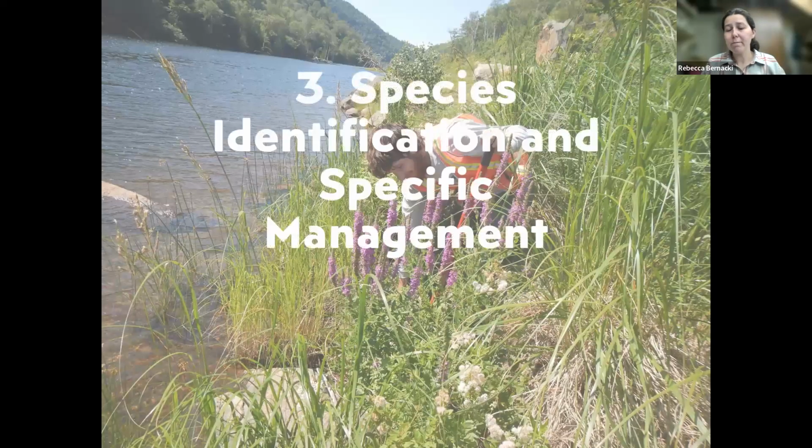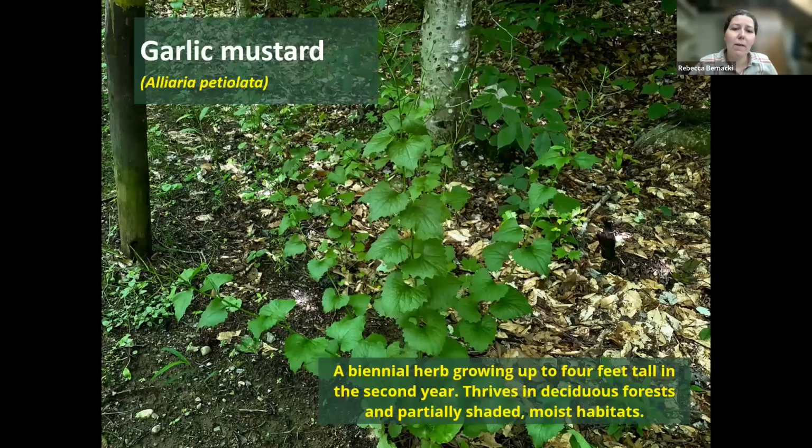So now that we know the lingo for mechanical and chemical treatment, let's talk about some species and the best way to manage them. The first species we're going to talk about today is garlic mustard. Garlic mustard is a biennial herb. It can grow up to 4 feet tall in its second year. It thrives in deciduous forests and partially shaded moist habitats.